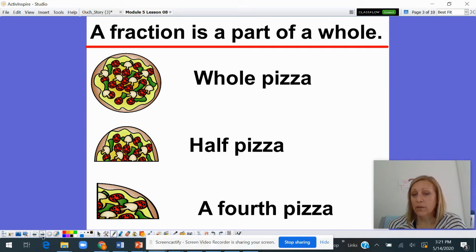Basically, putting a whole into parts is called a fraction. A fraction is a part of a whole. For example, over here, we have a whole pizza. The second one, we have a half of a pizza. And down below is just a tiny piece of pizza, so we have a fourth of a pizza. So it's a part of a whole, or a part of a pizza.